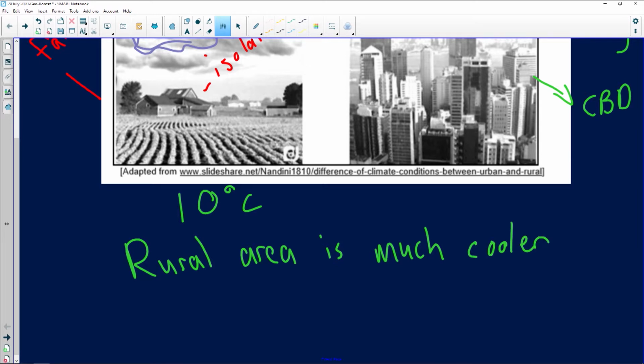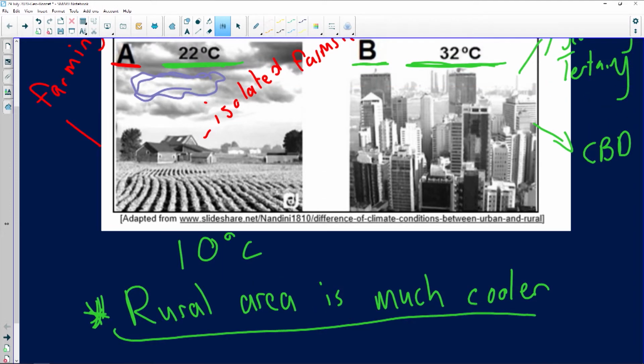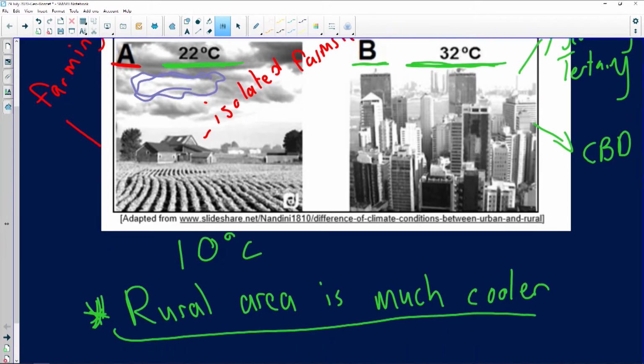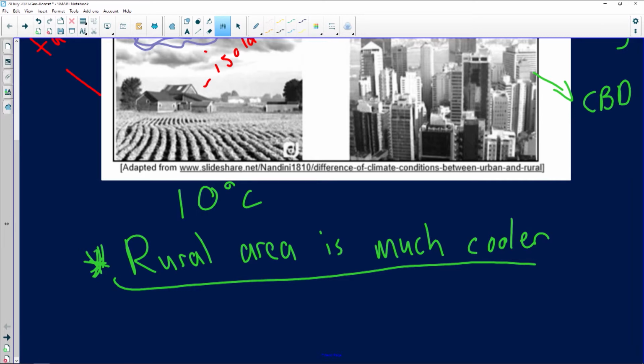Now I'll explain this point over here, because this is where the question arises from. Because they're shown as these two photographs, one is 22 degrees Celsius, the other is 32 degrees Celsius. So we can assume that the rural area is much cooler than urban areas, or we can say the urban areas experience much warmer conditions than the rural areas. But we need to ask ourselves why.